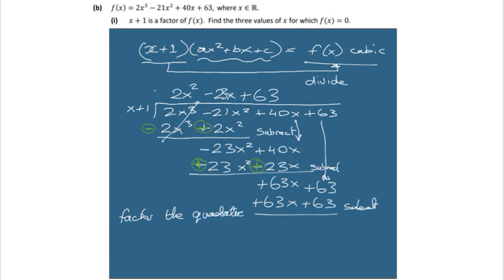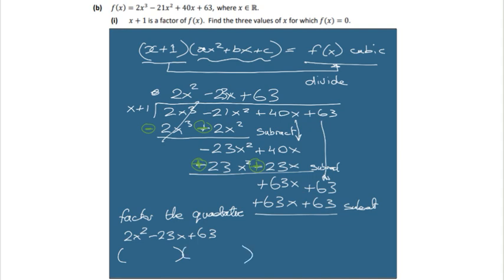Okay, so let's get that one. So 2x squared minus 23x plus 63. Well, let's look at the numbers. Okay, so we want to get a 63 and a 23 in the center.